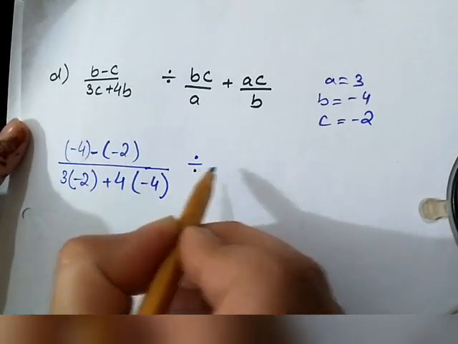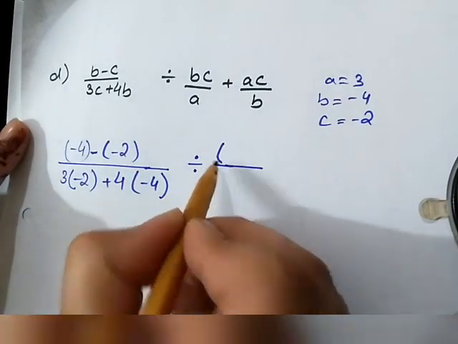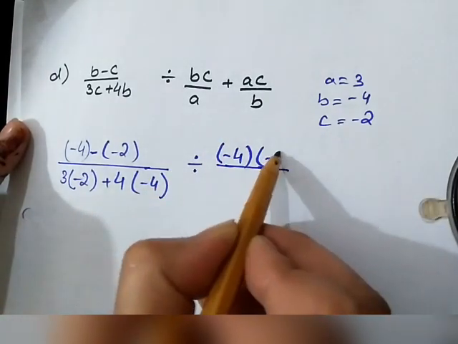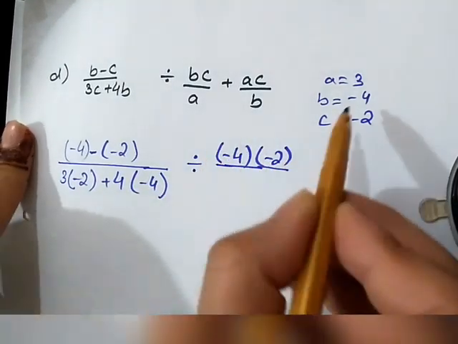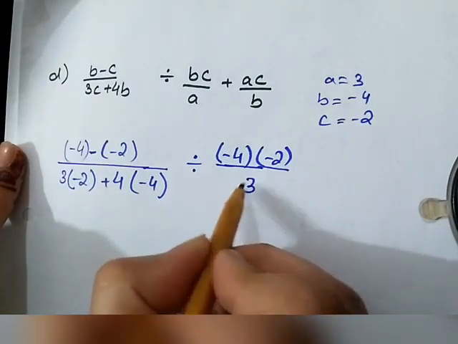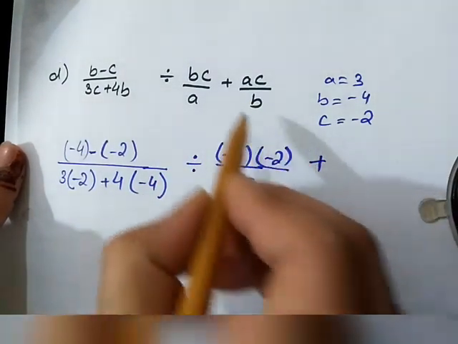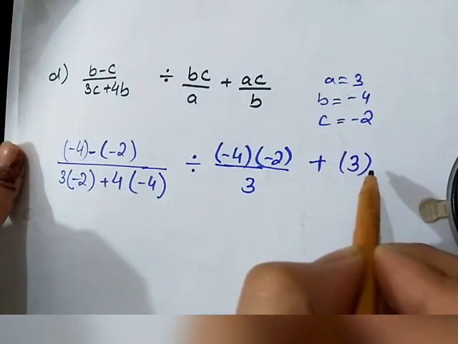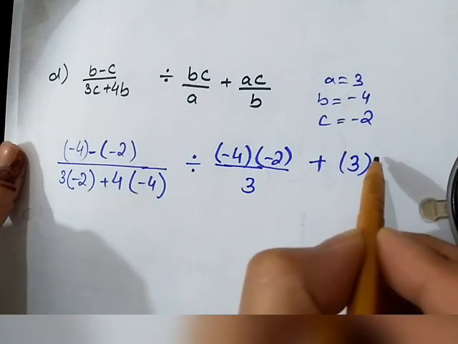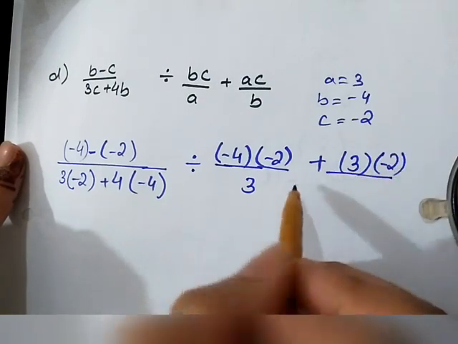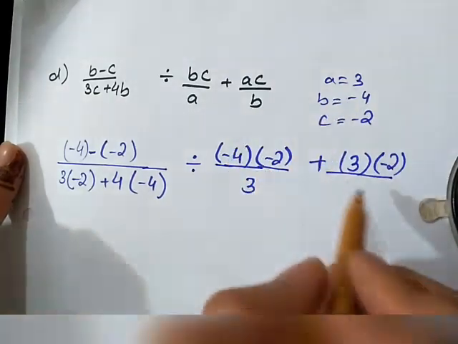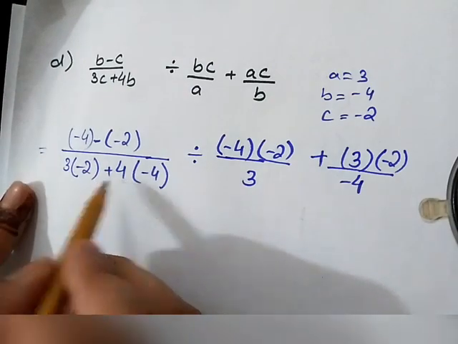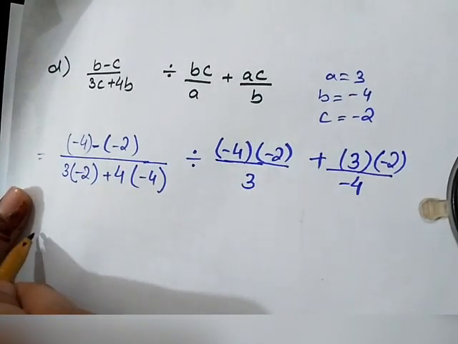Here's the divide sign, put that sign, then BC. B, the value of B is -4, and what is the value of C? That is -2. Divided by A, here you can see that the value of A is 3. Then put the plus sign here. AC. What is the value of A? 3, and the value of C is -2. Okay, B. Now the value of B is -4. Here in this step we just put the values of all the variables. Now in the next step we do the simplification.